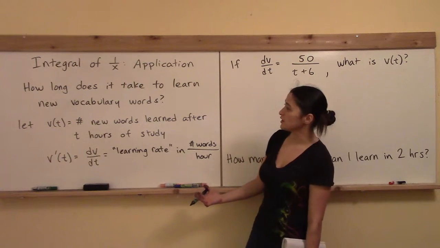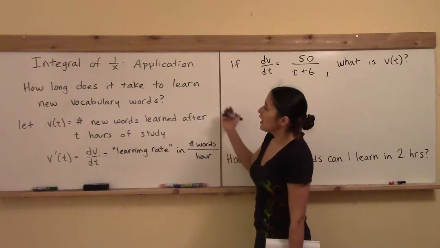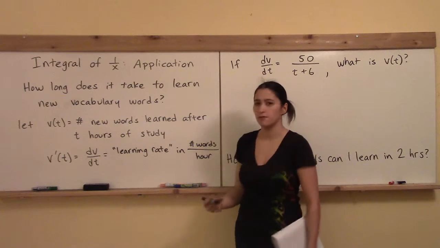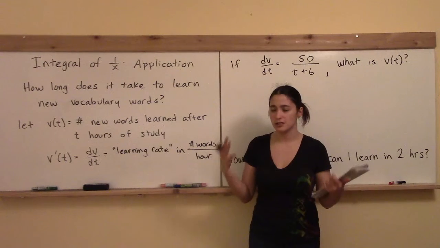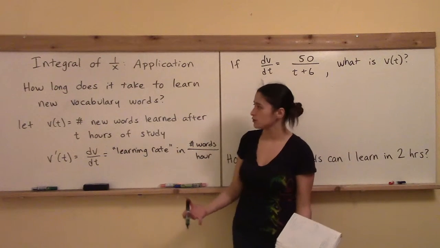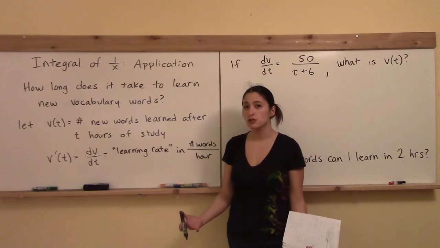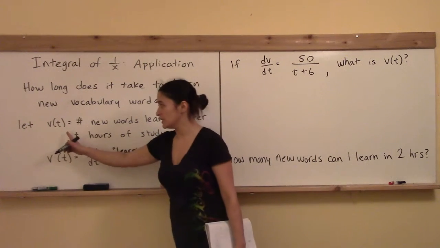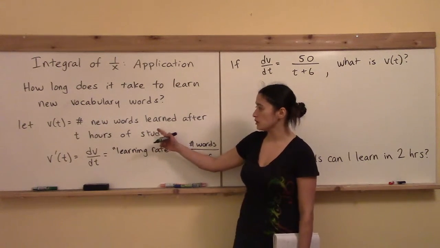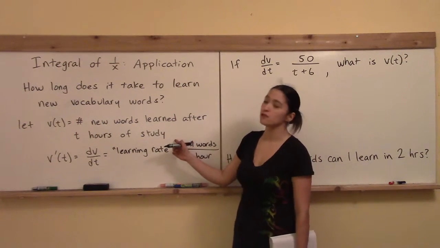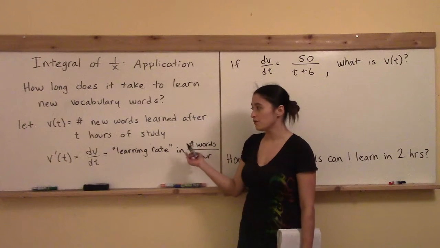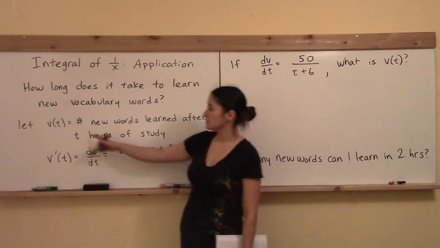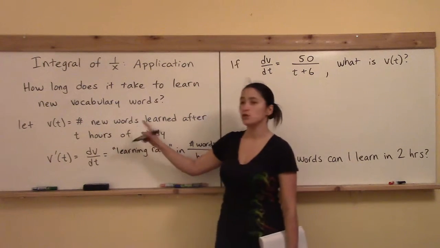Okay, so this function is meant to answer the question, how long does it take to learn new vocabulary words? Let's say that you're studying a foreign language, and you have this long list of new vocabulary to learn. How long does it take you to learn a certain amount of those? So we're going to start by defining a function, v of t, which is the number of new words that you've learned after studying for t hours. So the input variable is t, and it's in units of hours. And the output variable is v, and it's in the number of new words.